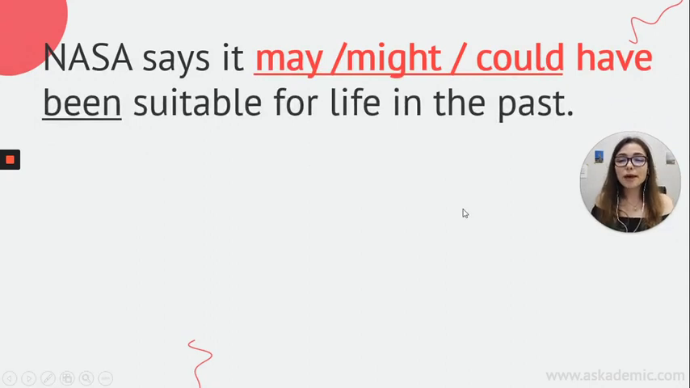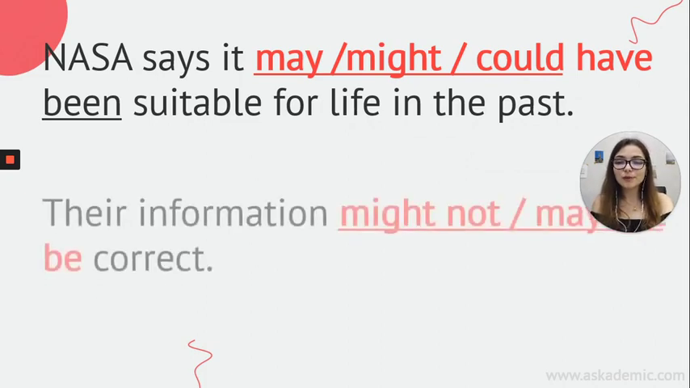NASA says it may, might, or could have been suitable for life in the past. So it says it's in the past, but we used have been, just like in present perfect tenses, right? So when we want to make a sentence with modal verbs, but in the past, we use the present perfect tense, right? May have been, might have been, or could have been. NASA says it could have been suitable for life, but in the past. Okay? If we said could be suitable for life, it would be in the present.